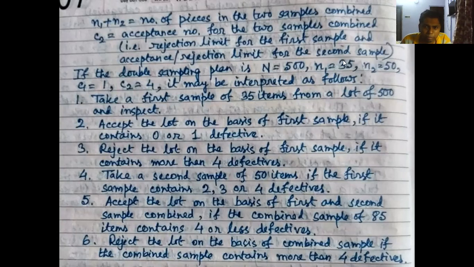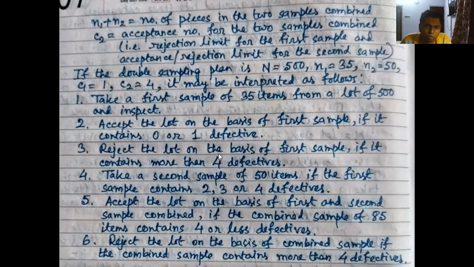These 35 items you are testing. Okay. So then you accept the lot on the basis of the first sample if it contains 0 or 1 defective. If there is no defective, or there is only 1 defective, then it means the sample is good enough to accept. So you accept the lot of n is equal to 500.